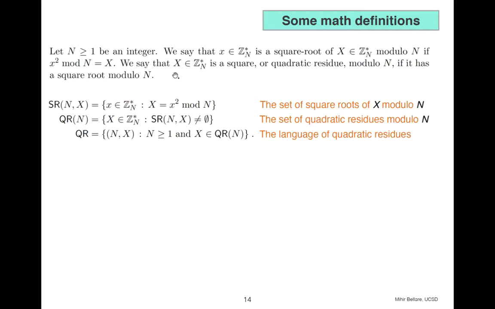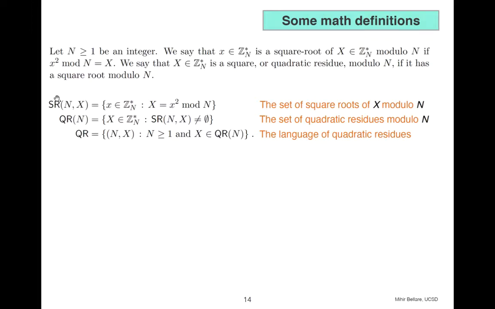Just as with integers, not all numbers are squares. So 8, for example, has no integer square root. In modular arithmetic, some numbers are squares and some are not. Squares are also called quadratic residues. That's a more mathematical term. Having fixed this modulus, let's define a few sets.